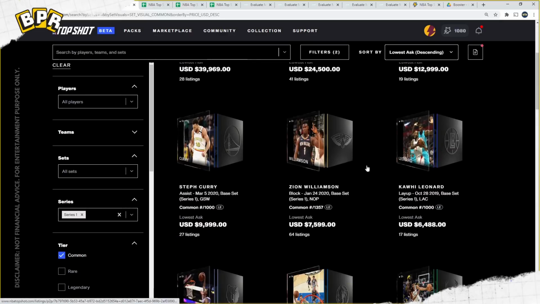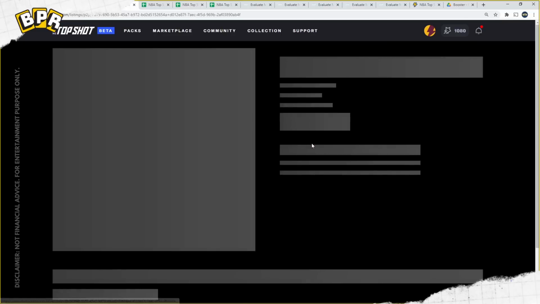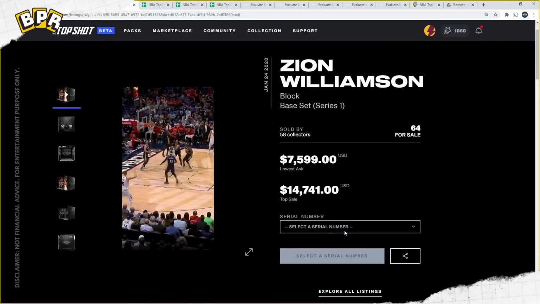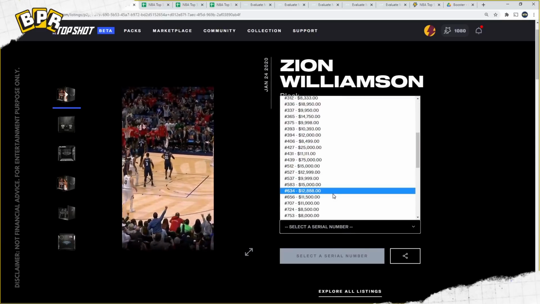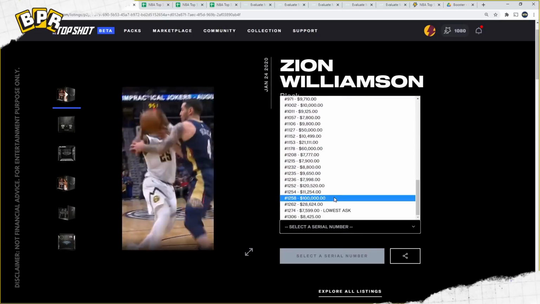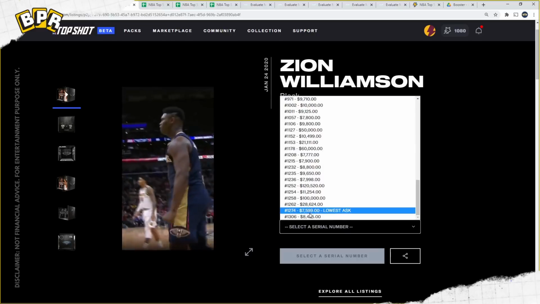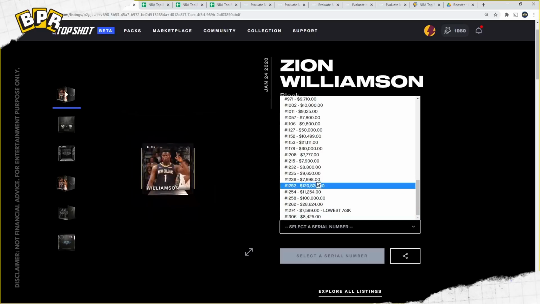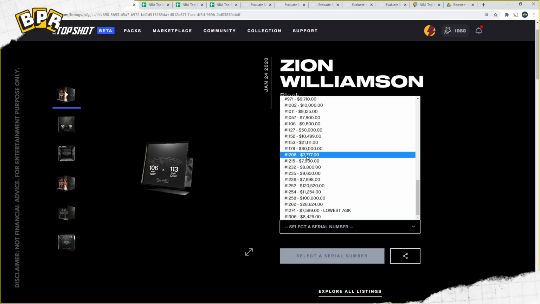Okay, so let's take a look at Zion's block. This is his common moment, and there's only 64 listings. Do you remember when I talked about how the lower the listings, the more likely that these floor prices will be bought up and pushed up? Right now the lowest ask is $600, right? So we're going to look at the next level, which is most likely $777, right? So let's just assume that this is the next level.